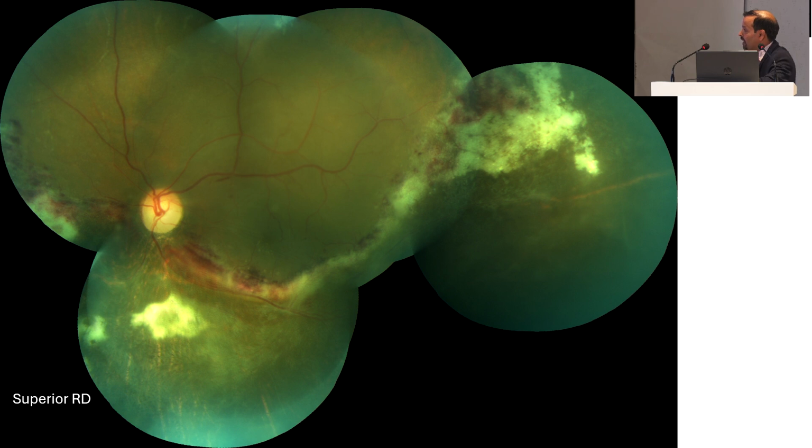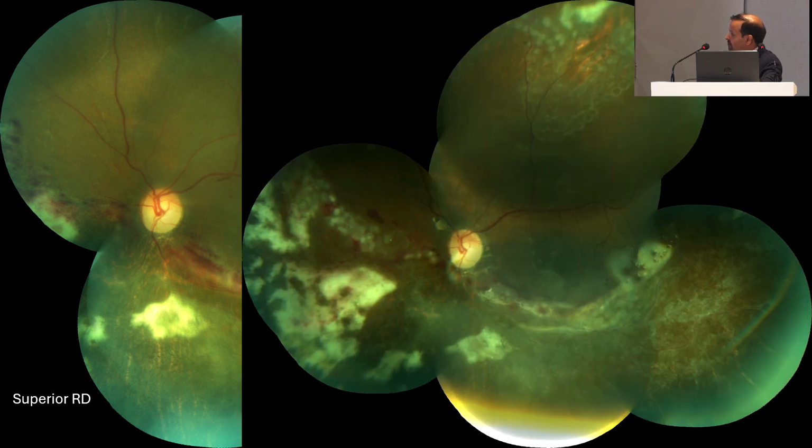So this is the patient I showed you earlier in my presentation. So this is how he had a RD, and after the retinal detachment surgery, you can see it has been lasered, 4 to 5 rows of laser, and the macula is fortunately preserved in this particular patient.